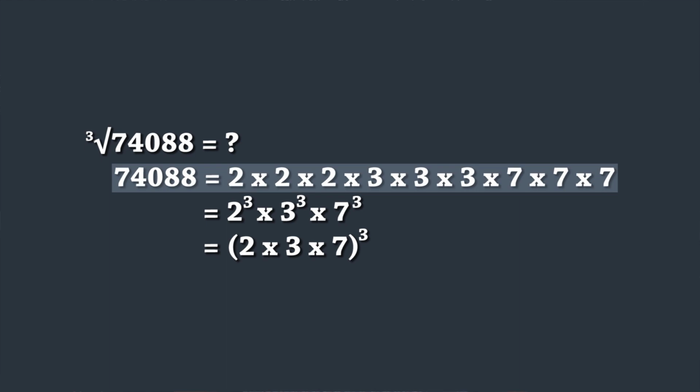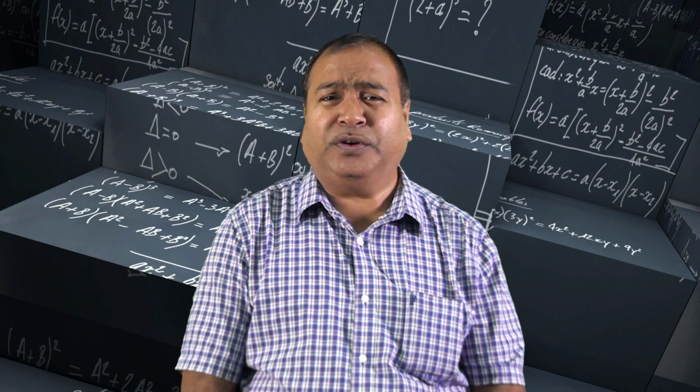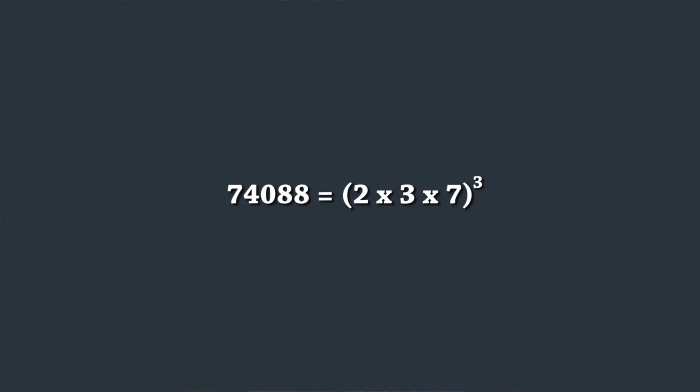74,088 is equal to 2 into 2 into 2 into 3 into 3 into 3 into 7 into 7 into 7. That is equal to 2 cube into 3 cube into 7 cube. That is equal to 2 into 3 into 7 whole cube. Therefore, 74,088 can be written as 2 into 3 into 7 whole cube. Therefore, cube root of 74,088 is equal to 42.